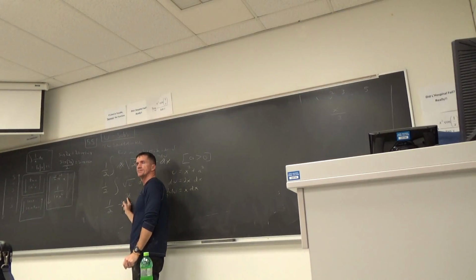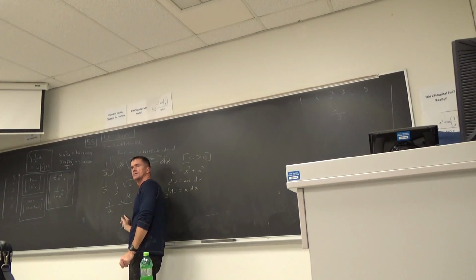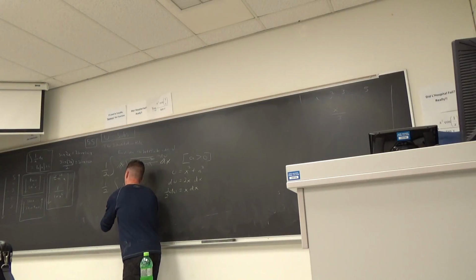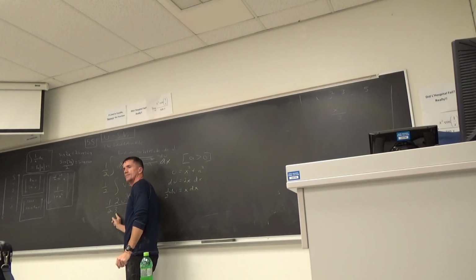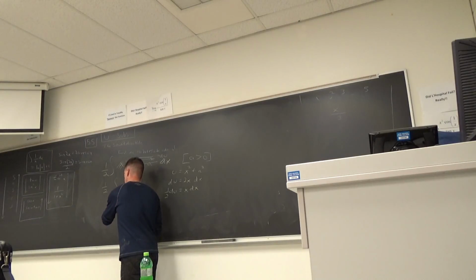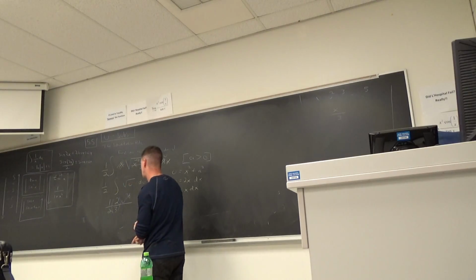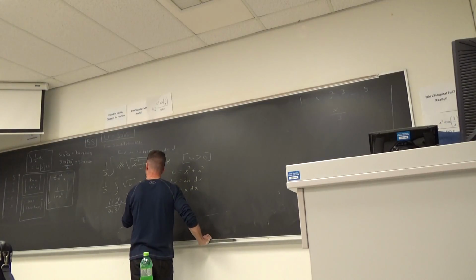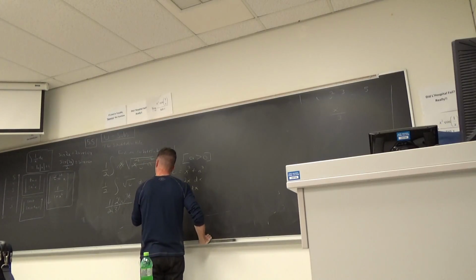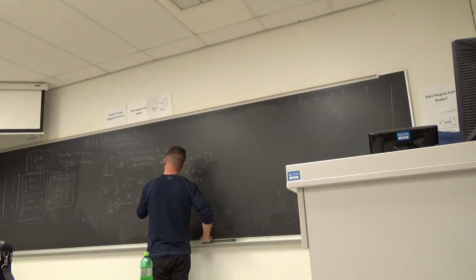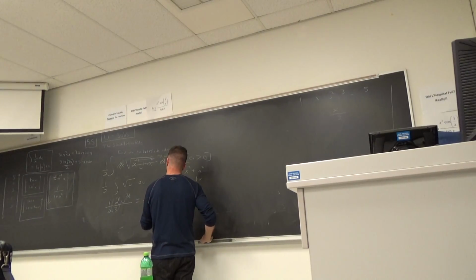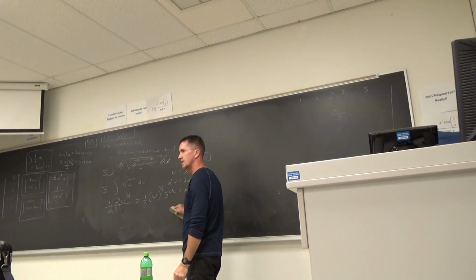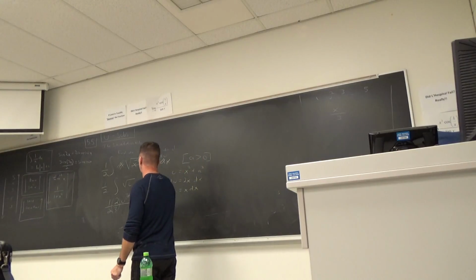U to the 3 halves, divide by 3 halves. That's u to the 3 halves times the flip. Okay with that? I'm looking at eyes, making sure everyone's okay. Anything cancel in there? Yeah, the 2's. Plus C.